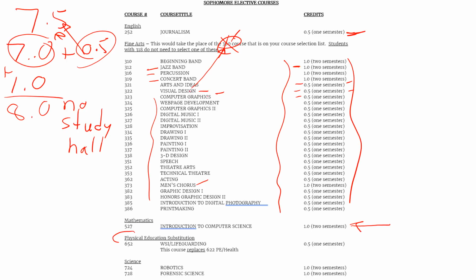We offer a physical education substitution. Notice it says substitution. This lifeguarding course, for which you need to know how to swim, will replace your existing 622 PE health classes on your course selection card. You cannot add this. You only have one PE class during the course of your sophomore year. So if you take lifeguarding, it is just a replacement; it doesn't help get you to 7.5 credits. It still is part of the initial 7 credits that you've already picked.